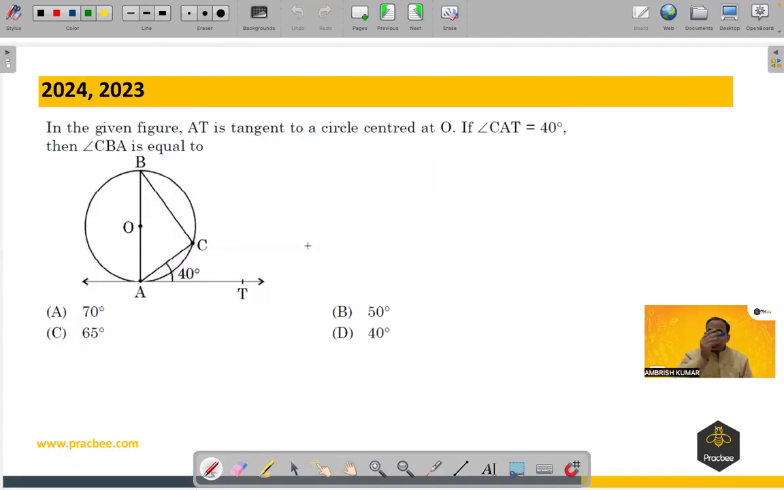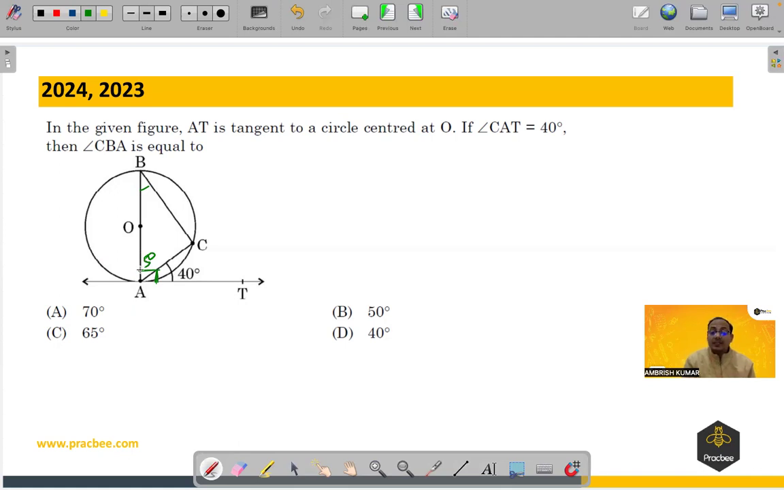So in this question, AD is the tangent, okay, and this angle CAD is given to you as 90 degree. We have to find the angle CBA. CBA means we have to find this angle. So look, this is 40 degree and overall this is going to be 90 degree. It means it's going to be 50 degree. And AB is the diameter.